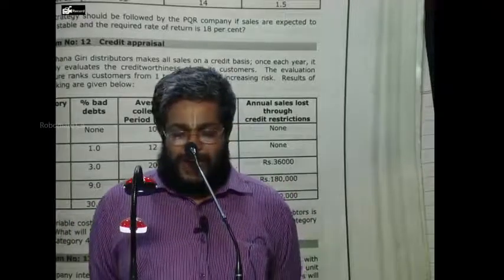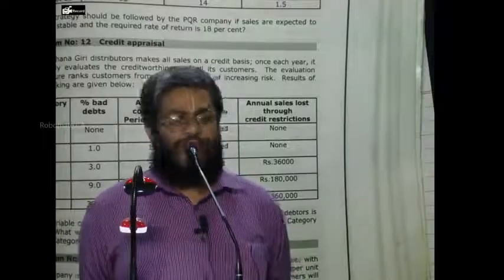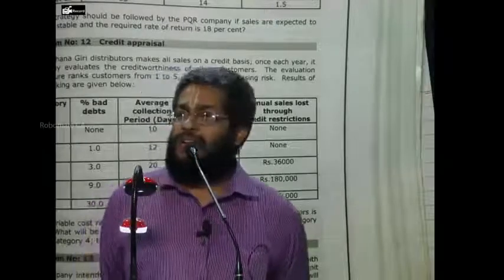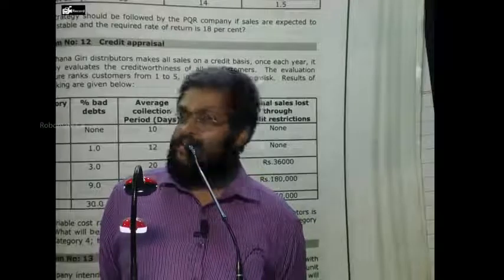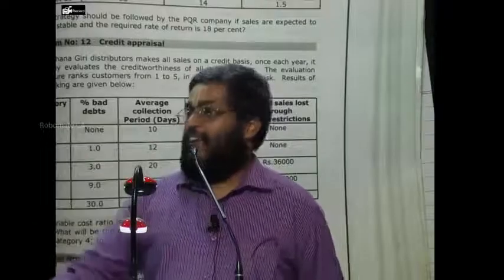36,000 into what is the bad debts percentage? 3%. Category 3, 36,000 into 3%. Amount column 1,080. Can I proceed or not? Next, category 4.